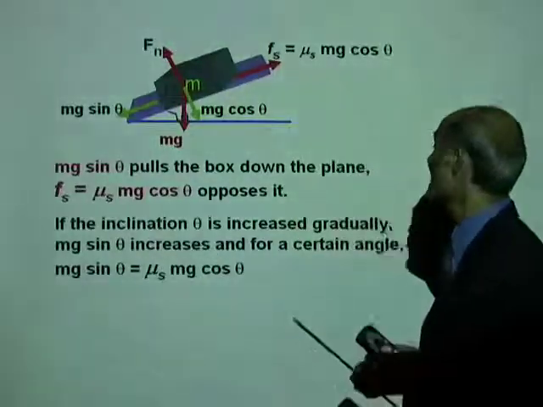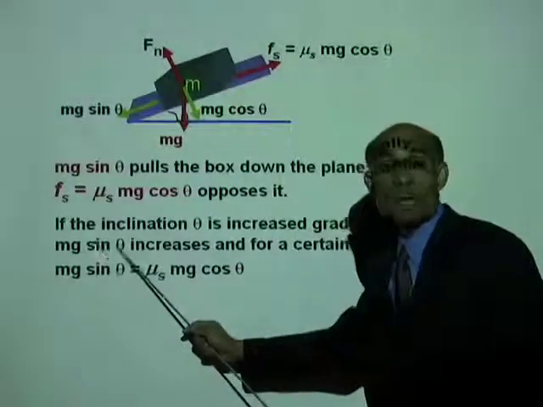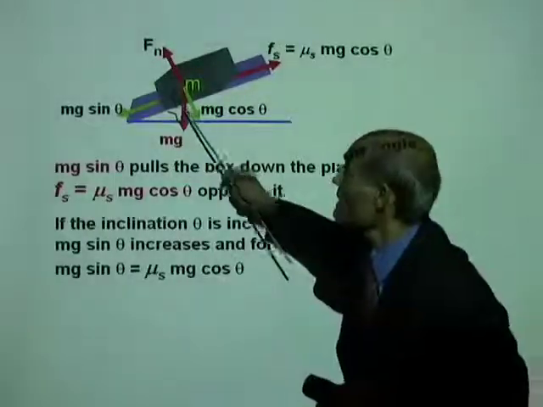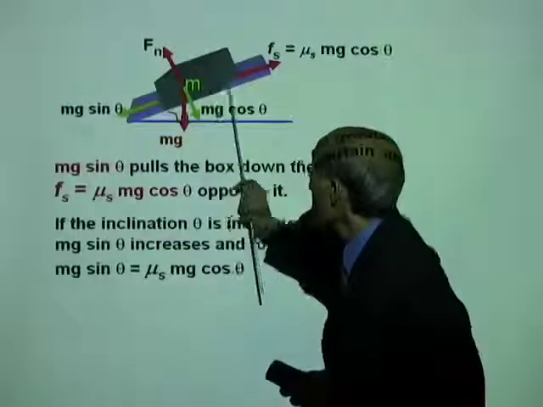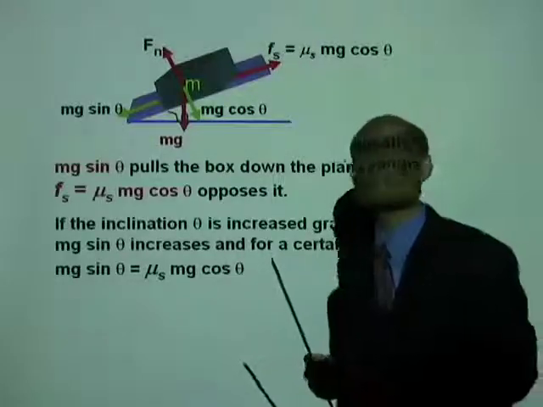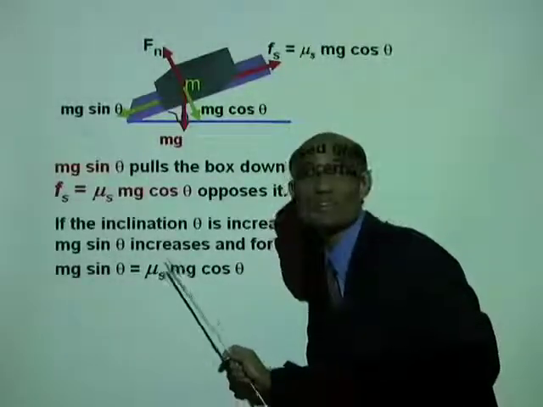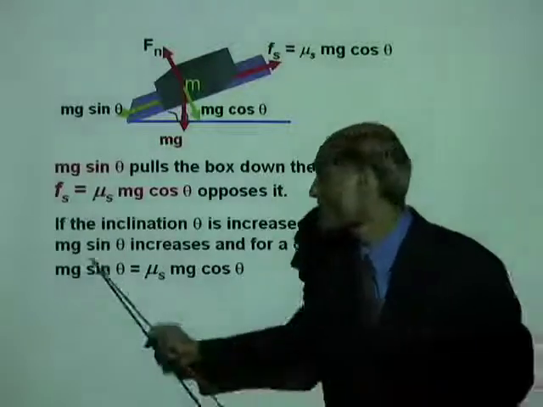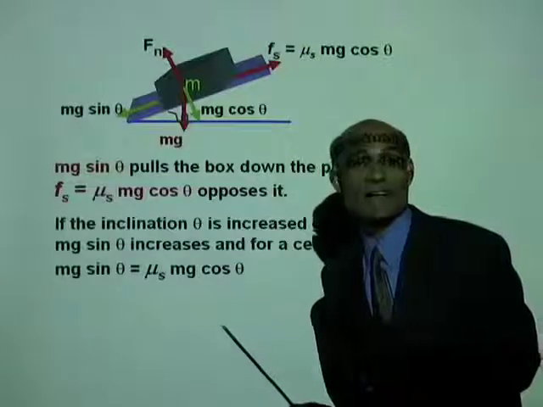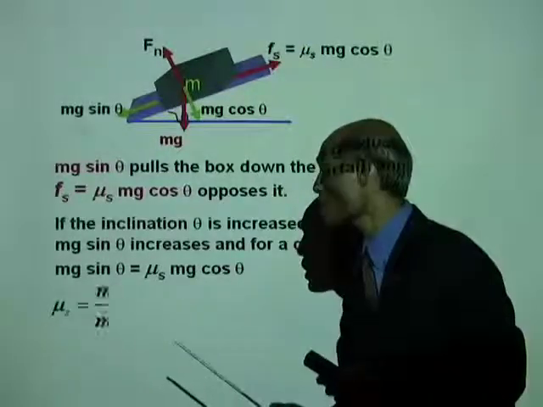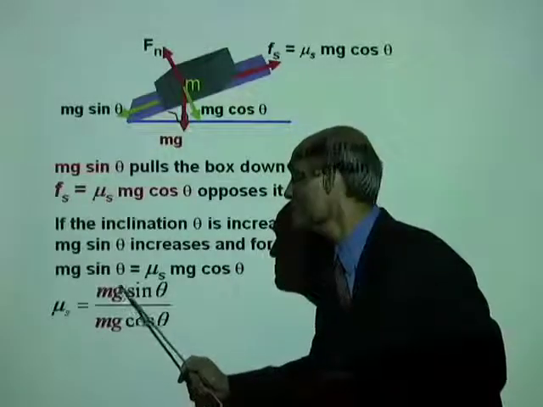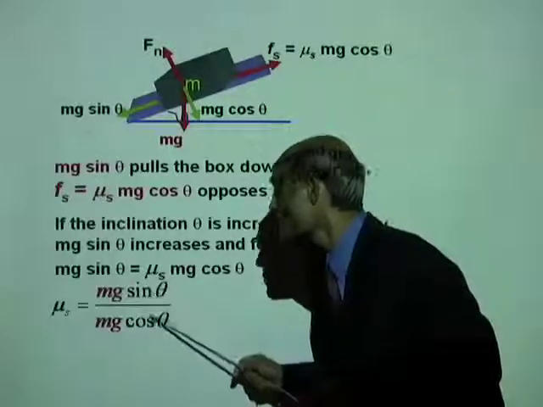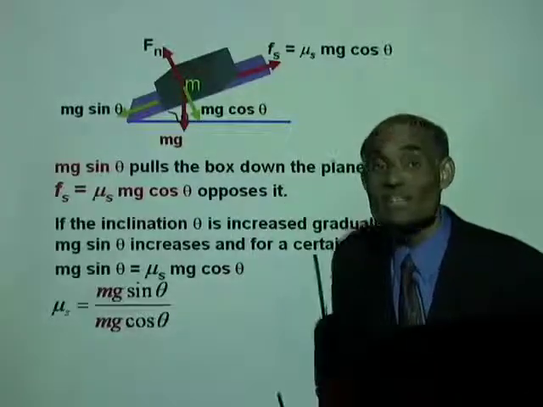If the inclination theta is increased gradually, mg sin theta increases, and for a certain angle, the force acting down the plane will be exactly equal to mu s mg cos theta. Now, can you use these equations to obtain an expression for mu s, the coefficient of static friction? You can see mg and mg will cancel from either side. And if you divide both sides by cos theta, mu s equals mg sin theta divided by mg cos theta. mg and mg will go. Sin theta divided by cos theta is tan theta.